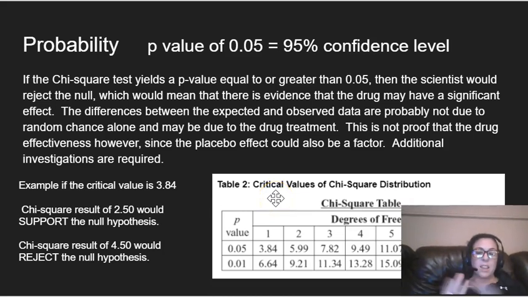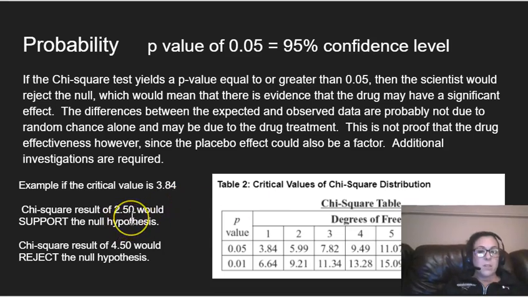So let's say after I do all of my analyses, I get a chi-square value of 2.50. Remember, when we do the chi-square test, we're always testing the null hypothesis here. So a small chi-square value would support. Small supports, SS, small supports. So 2.50 is smaller than 3.84. It's smaller than my critical value. So if that would happen, that supports the null hypothesis. That supports that there's no cause and effect. There's no difference in the drug compared to the placebo.